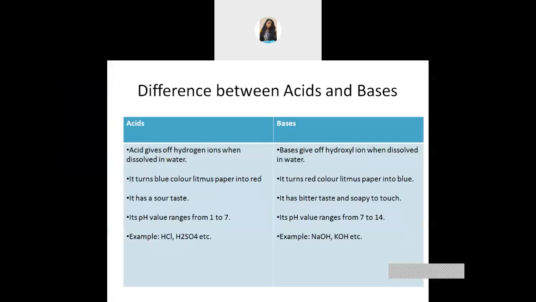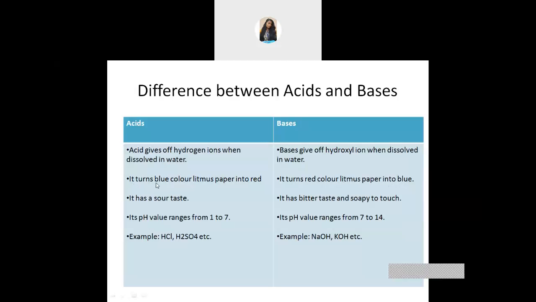These are some differences between acids and bases. These are simple differences all of you know actually. Acid gives off hydrogen ions when dissolved in water, and bases give hydroxyl ions when dissolved in water. These are small differences all of you know.